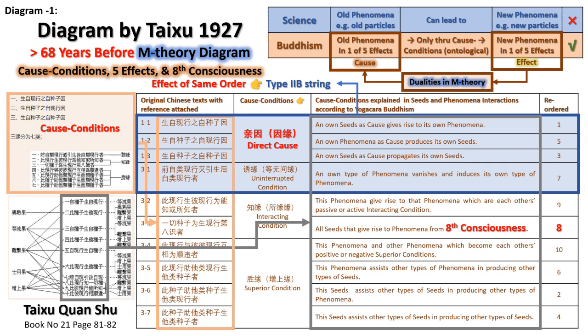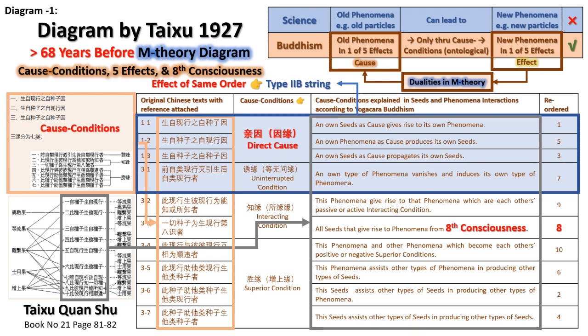The bottom left of the diagram shows the work by Taisu in 1927, 68 years before the M-theory diagram. This diagram is obtained from the upper diagram, which provides a very detailed definition of cause conditions. Cause conditions is an extremely important concept in Buddhism. Basically, all phenomena in the universe come from cause conditions.